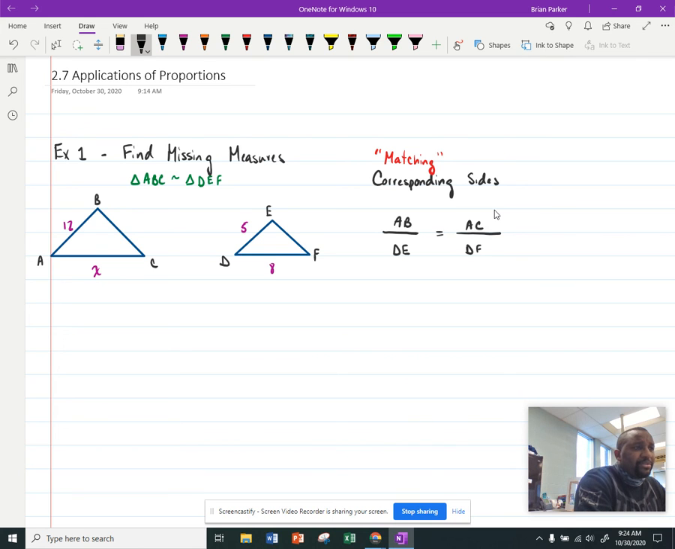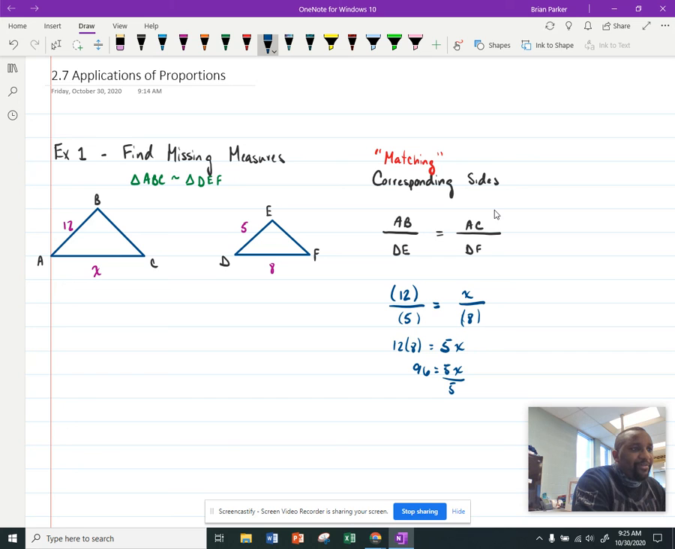The rest of it is just substitution. Okay, so I'm going to go ahead and place. I'm going to say side AB is 12, side DE is 5. Set that equal to side AC, which is X. This thing we don't know, and side DF, which is 8. Okay, and then the rest is history. We're going to cross multiply and divide. 12 times 8, and then on this side we'll have 5x. So that's going to be 96 equals 5x.